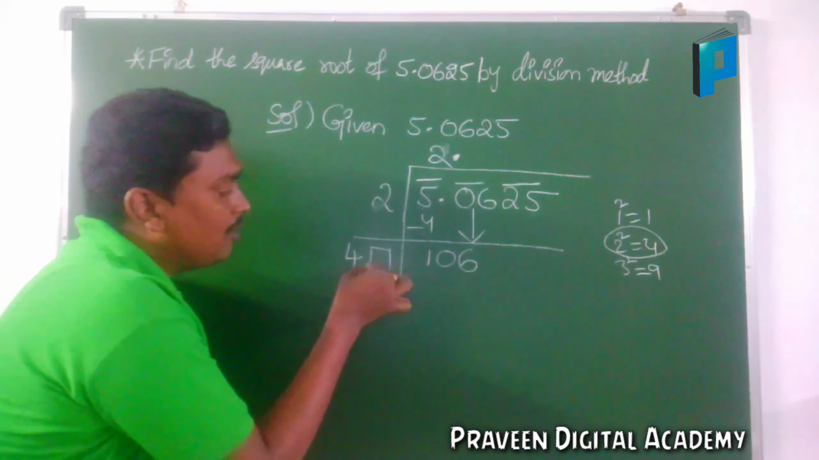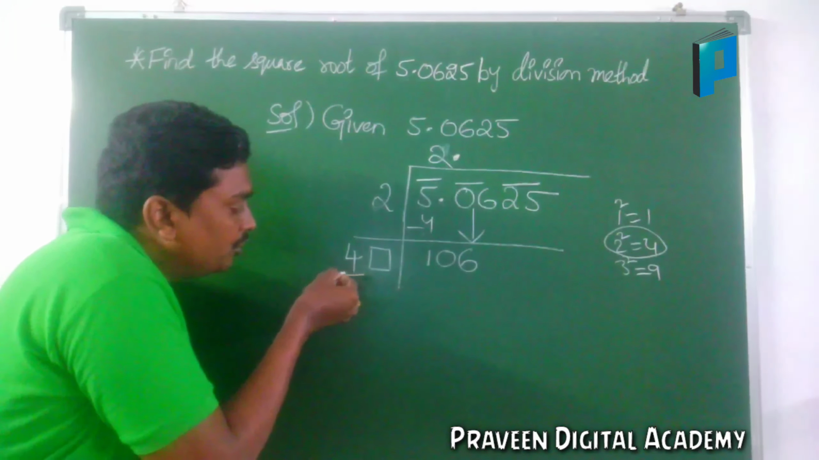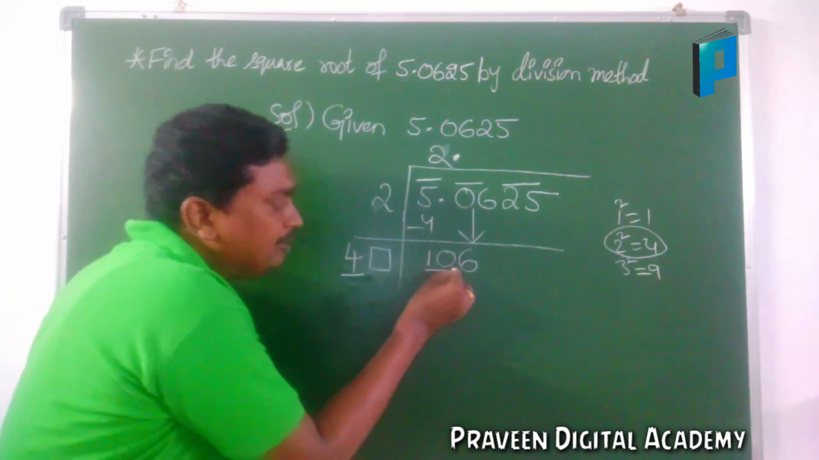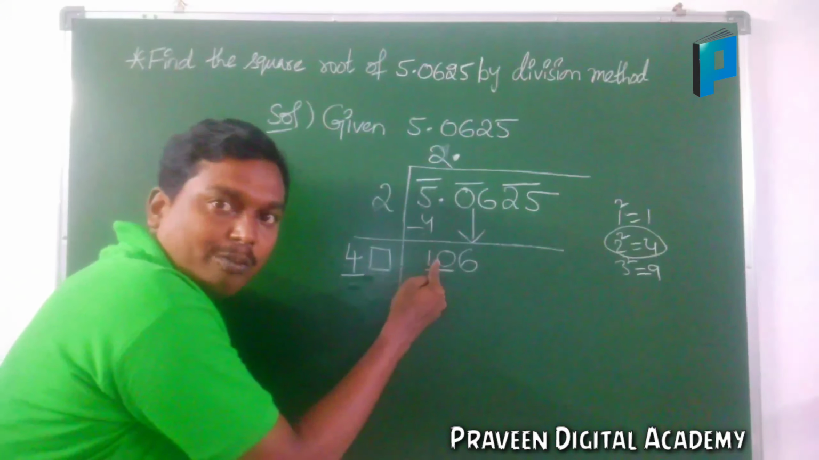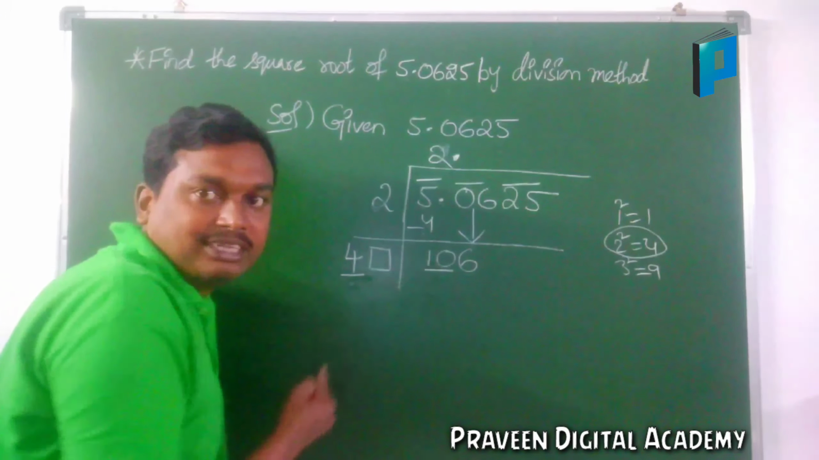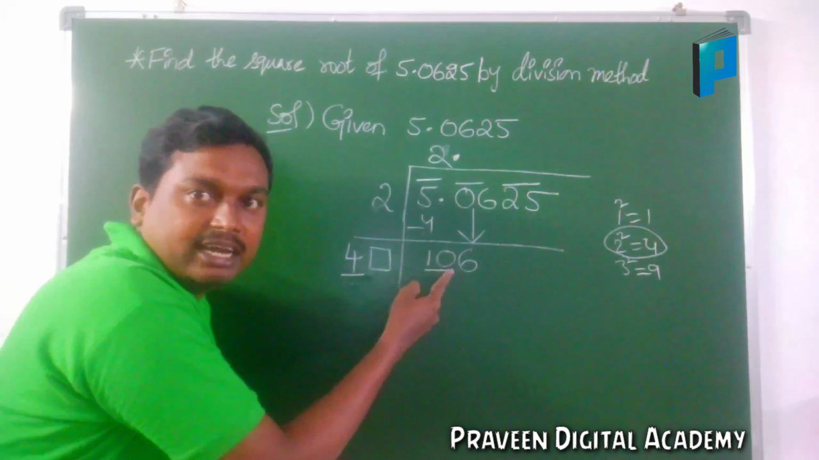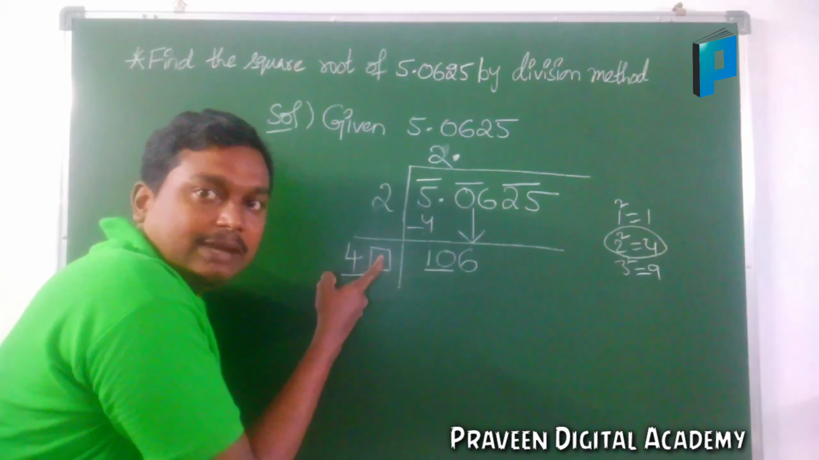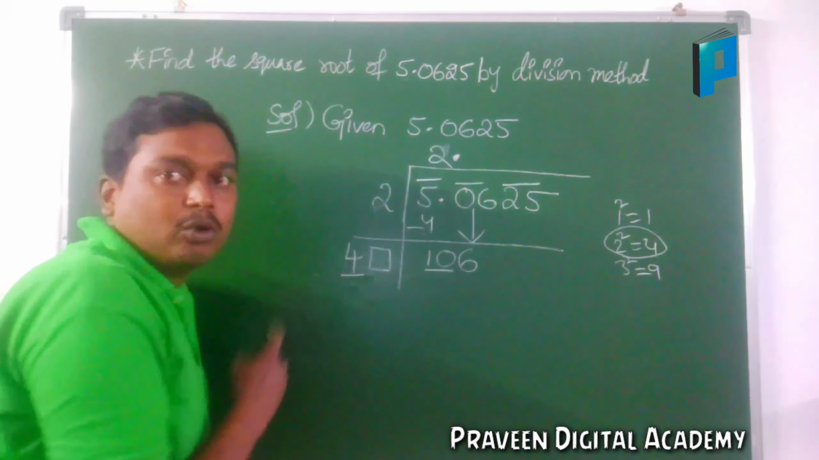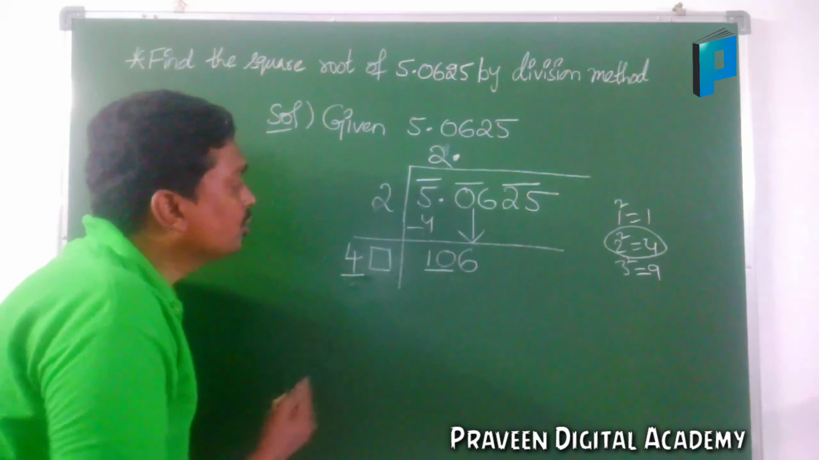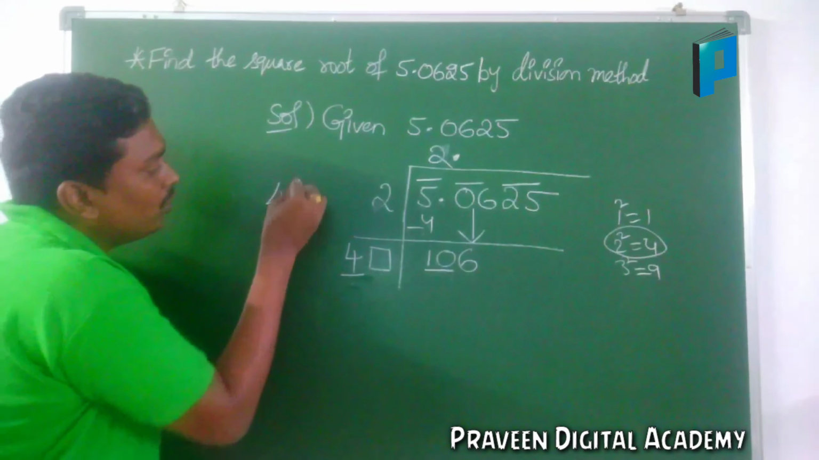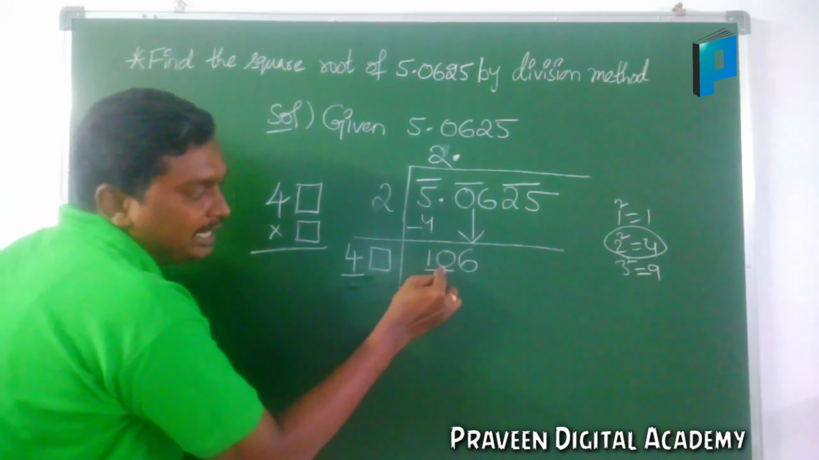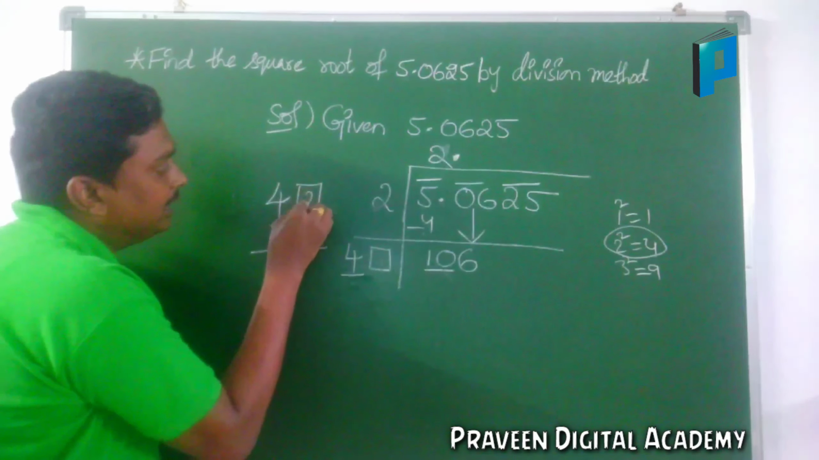After that you take a box here. What is there here? 4. Here 4 how many times is 10? You should see: 4 twos are 8, and 8 is nearer to 10. Whatever number we keep in this box, that same number should be multiplied by this total. So 4 box into box: 4 how many times is 10? 4 twos are nearer to 10.